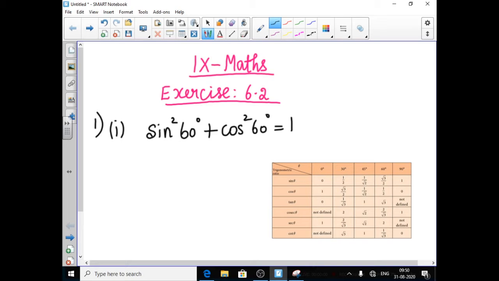Okay. So first we should know the trigonometric ratios values, then only we can apply the values here. Okay. So in the tabular columns already I told you how to study, how to do the table. Okay. So first we should learn all the values, then only we can apply here.